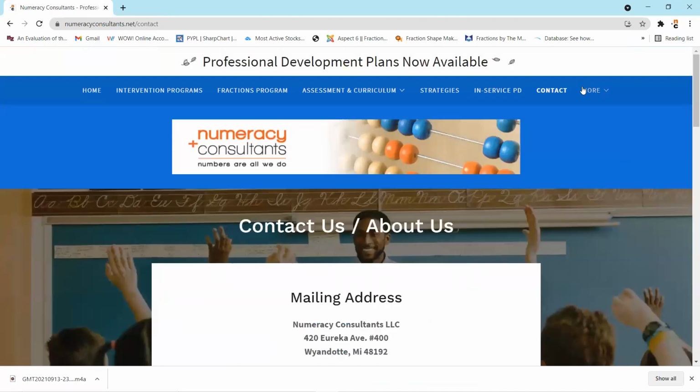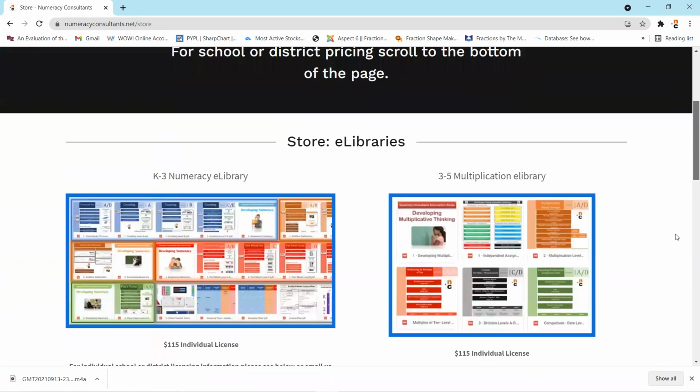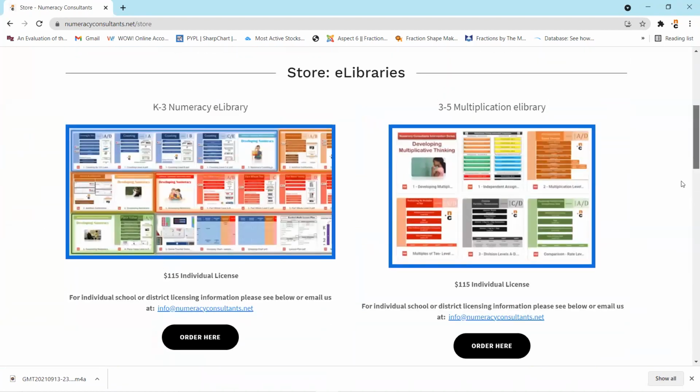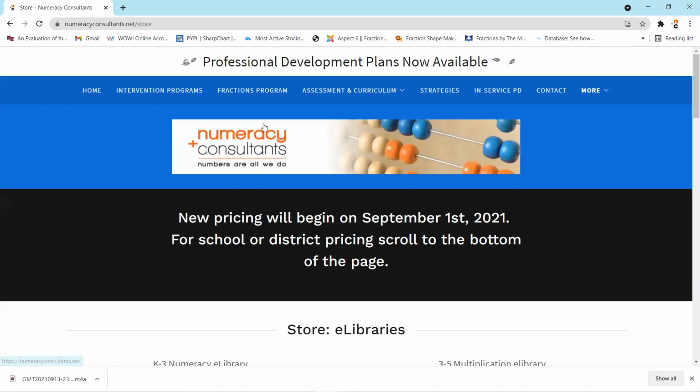Also, if you go over here, the order form, I'll show you the order. If you go to the store, there's an order form at the very bottom of the page, and you can print that, or you can order directly from the website if you want.